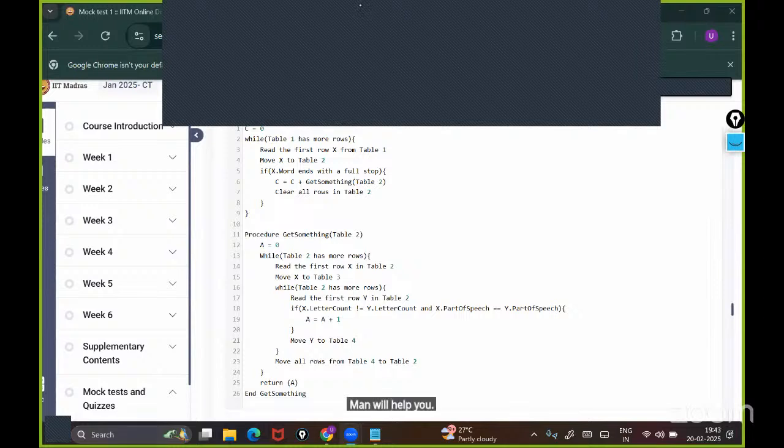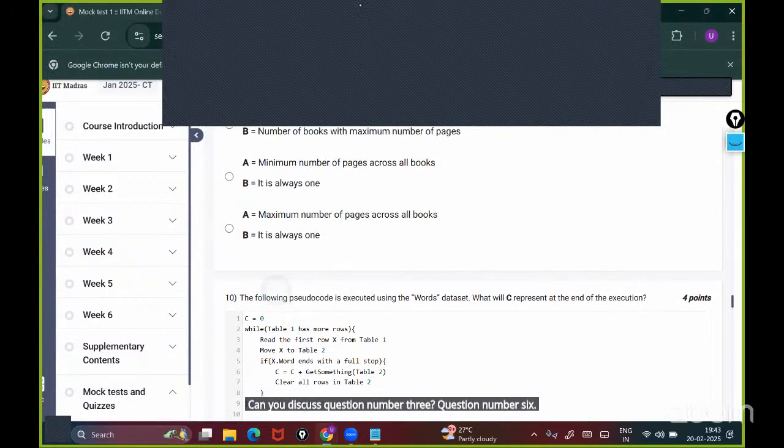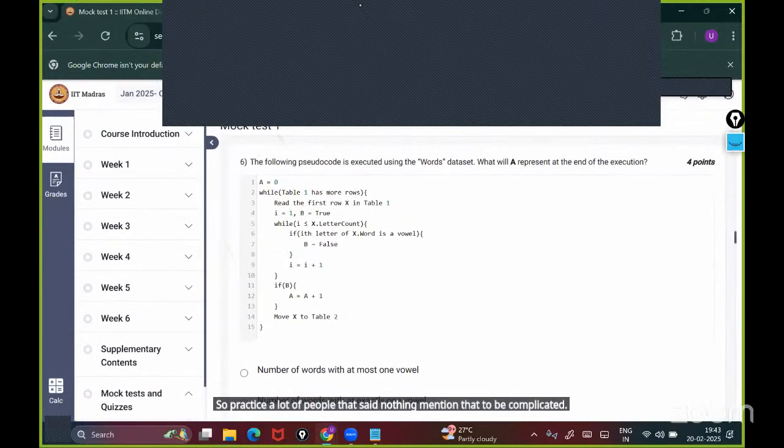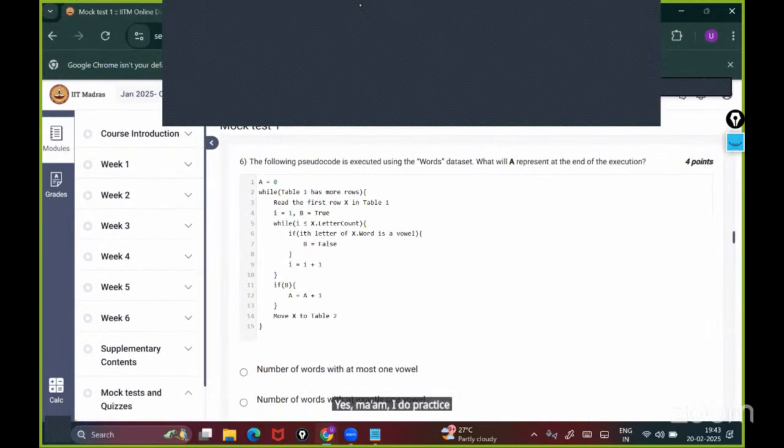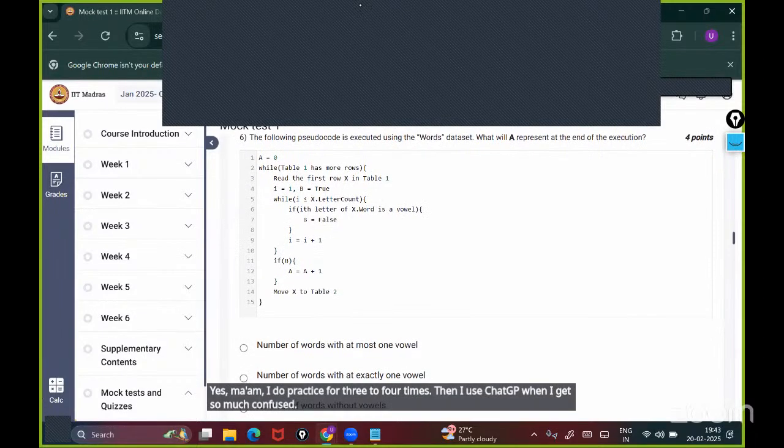Okay, people, just sit for a minute and read it carefully. That's the major thing. Can you discuss question number 6? Okay, I'll check. So practice a lot, people. That's it. There's nothing much in that to be complicated. Yes, ma'am, I practice three to four times, then I use ChatGPT when I get so confused in the code.